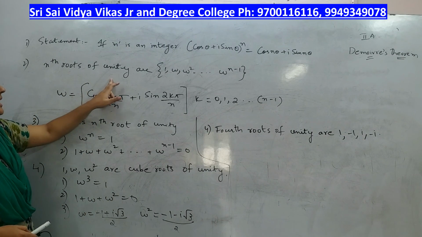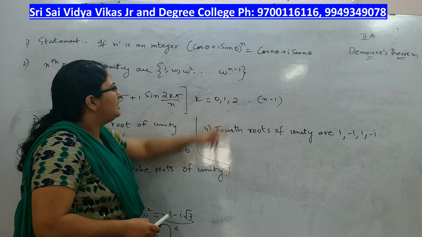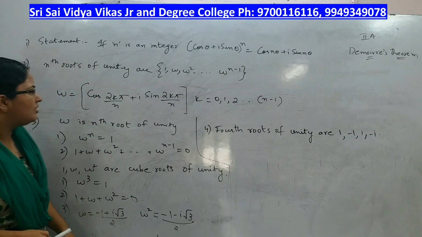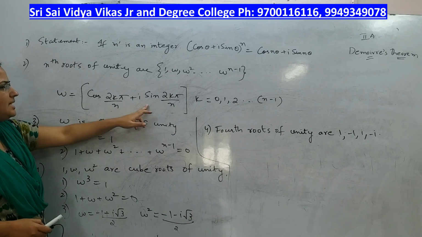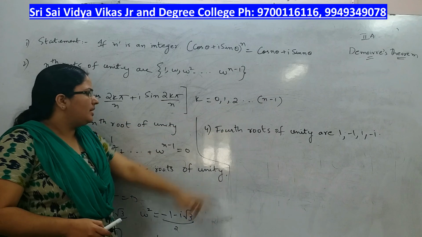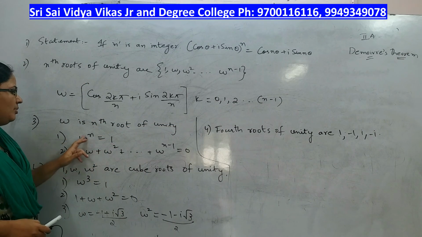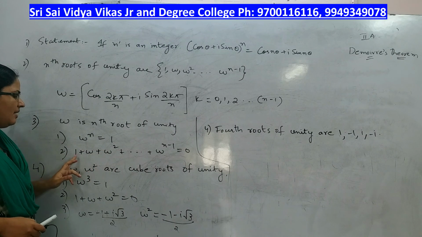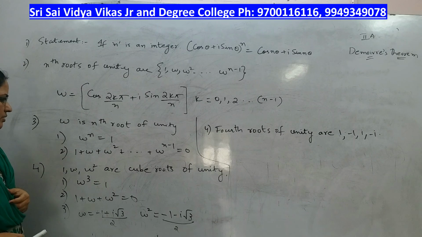nth roots of unity are 1, omega, omega square, and so on, omega power n minus 1. These are the nth roots of unity, where omega is equal to cos 2k pi by n plus i sin 2k pi by n, and k is equal to 0, 1, 2, and so on till n minus 1. If w is an nth root of unity, then w power n is equal to 1. 1 plus omega plus omega square and so on, plus omega power n minus 1, is equal to 0.